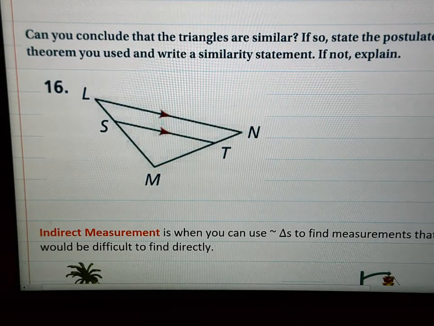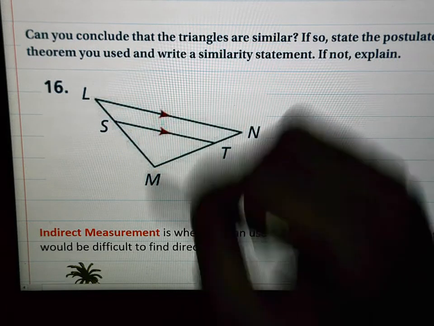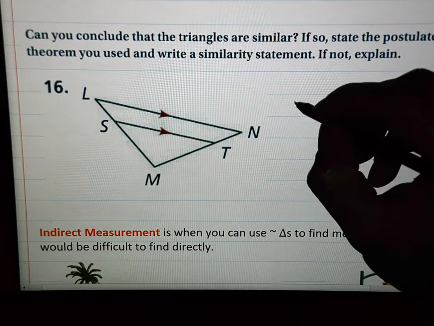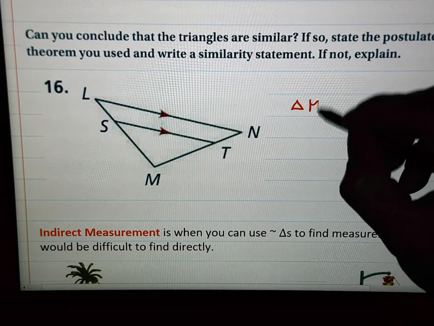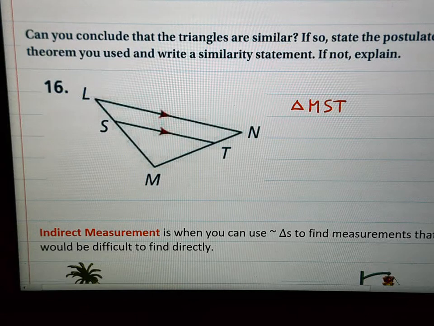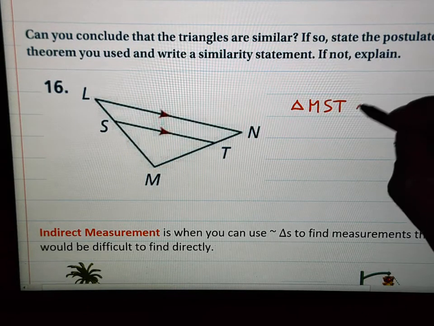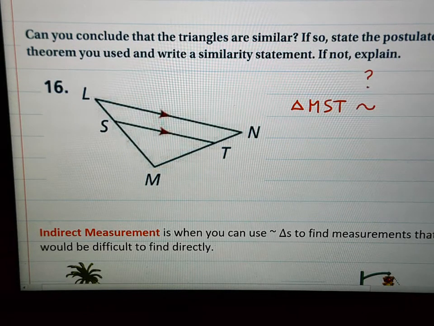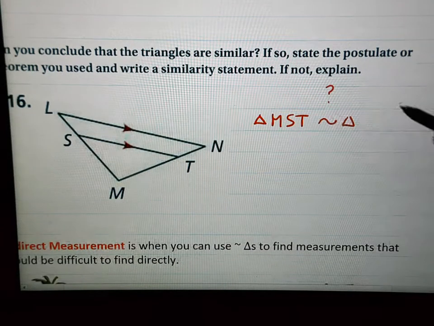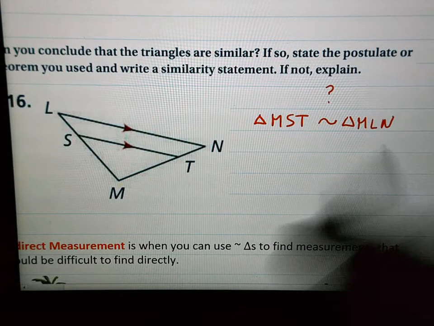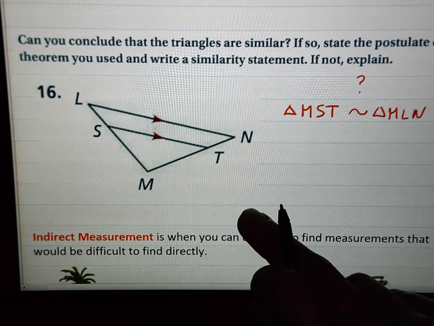Number 16. Can you conclude that the triangles are similar? If so, say the postulate or theorem you can use and write a similarity statement. If not, explain. Is this triangle similar to that triangle? Is triangle, let's go MST, first one doesn't matter, the second one does matter. Is it similar to triangle MLN? Let me scoot that back a little bit.